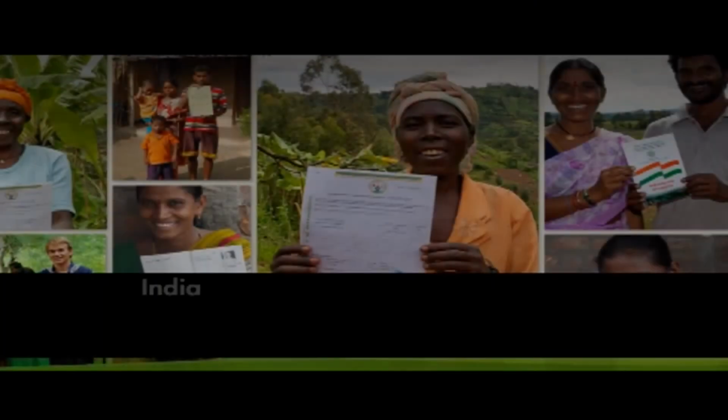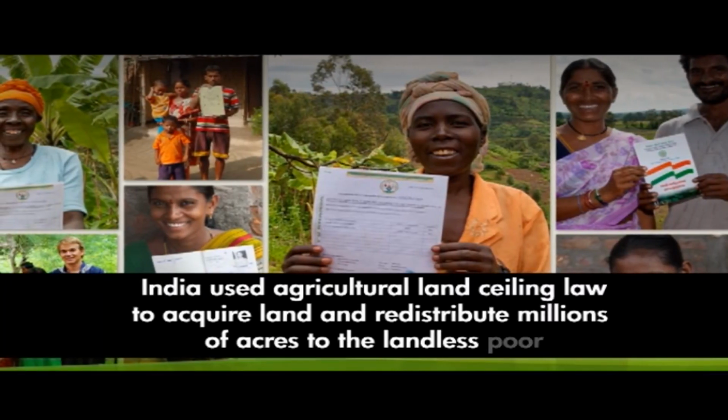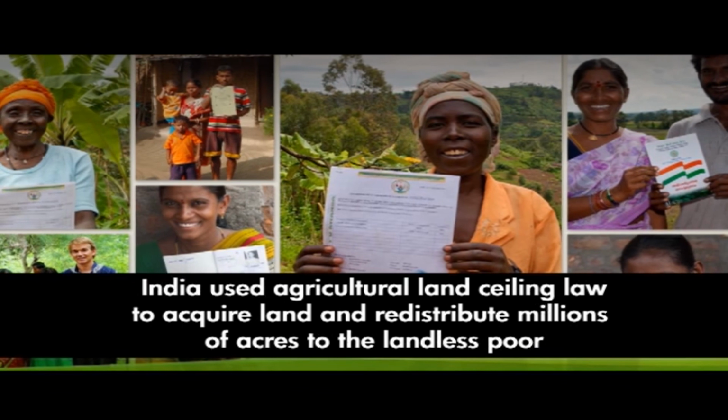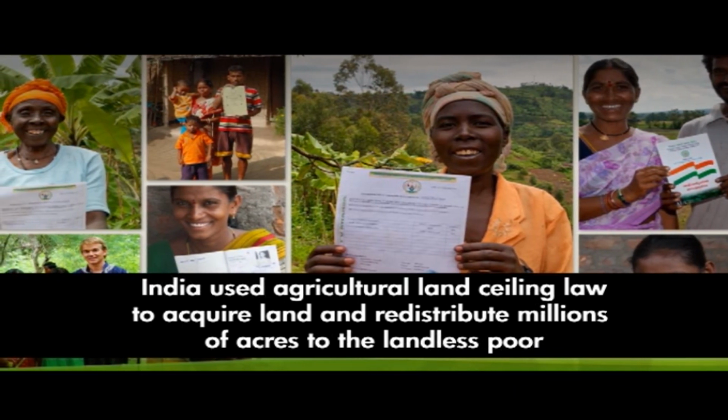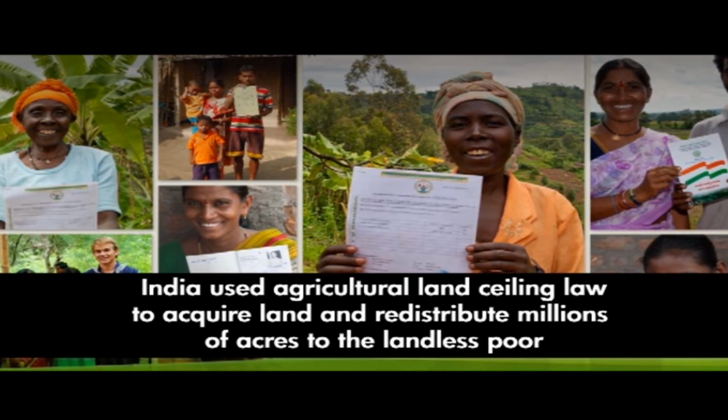The Indian government has vigorously started the agricultural land ceiling law. It prohibits anyone from owning land greater than mandated limits. India has used this law to forcibly acquire land from some and then redistribute millions of acres to the landless and poor of the low caste. In some states, these laws have not met the expectations.